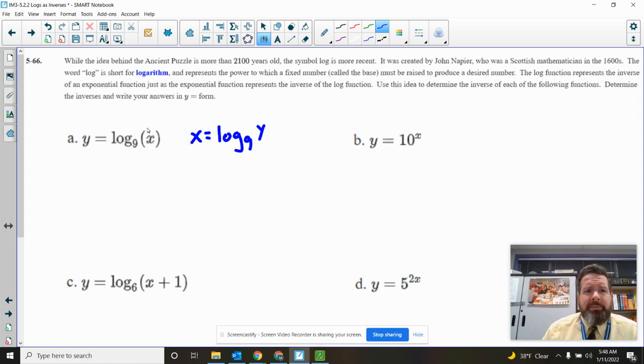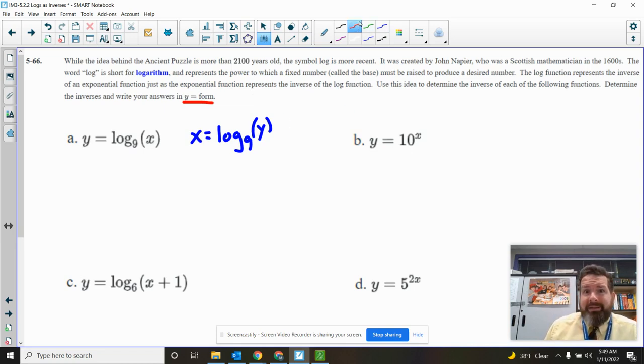Now, when it comes to whether or not you use parentheses in your log, it's never a bad idea. If it's just a single thing inside of your logarithm, you don't need them. However, it can be a little bit clearer that you have that y inside your log. So my advice is, when in doubt, inside your logarithm, use parentheses. Once you're here, the goal is to now get this y by itself. Notice it says here, determine the inverses and write in y equals form. So get the y by itself.